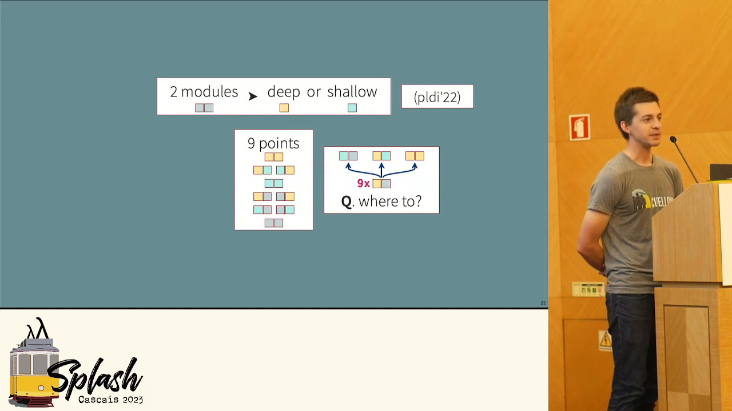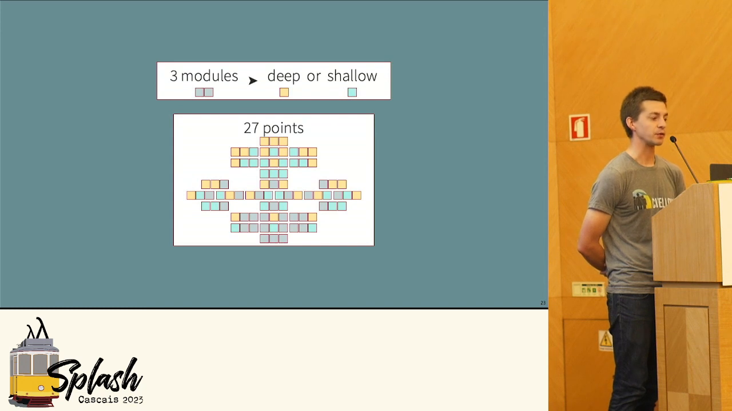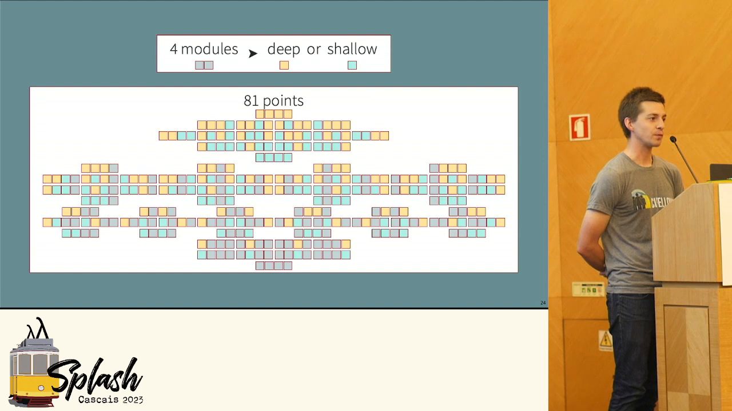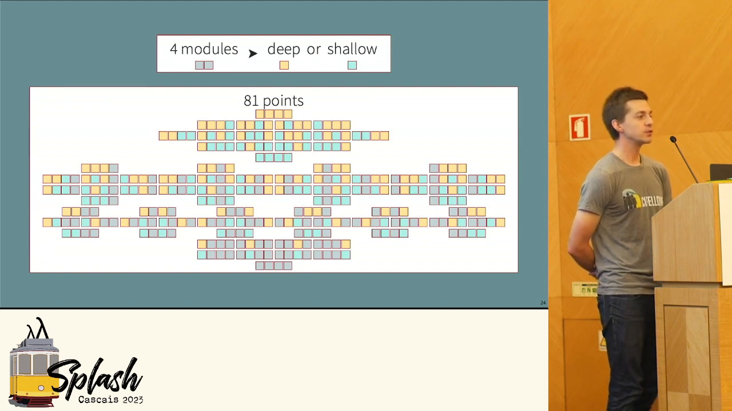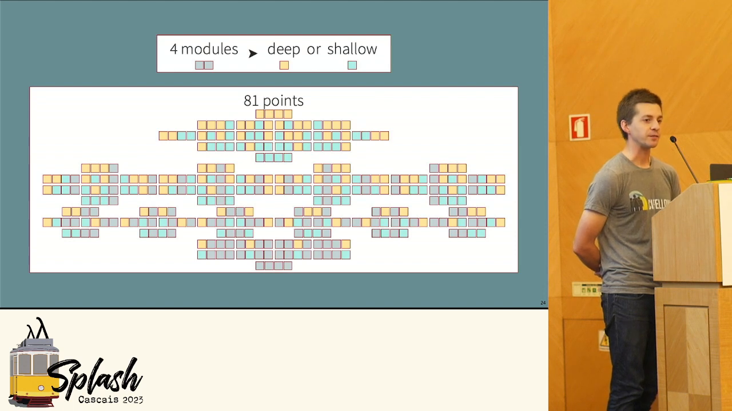And this raises a big question about once we're at a bad point, like that 9x, where do we go to improve it? There's lots of different ways that we could imagine migrating the program. If we have a slightly bigger program with 3 modules, now we've got 27 points. A tiny bit larger with 4 modules, and the picture barely fits on the slide anymore. So we have a huge search space, and we don't know ahead of time what point in this lattice a developer is going to wind up in.